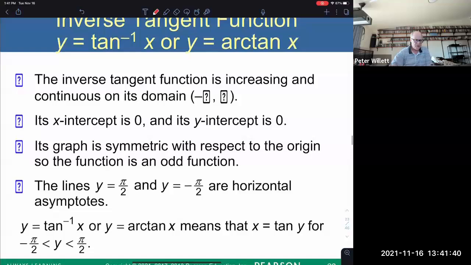So properties of the inverse tangent function, they'll point out that we now have a domain that goes from -infinity to positive infinity. It has an x and a y-intercept of 0. The lines pi over 2 and negative pi over 2 are horizontal asymptotes.